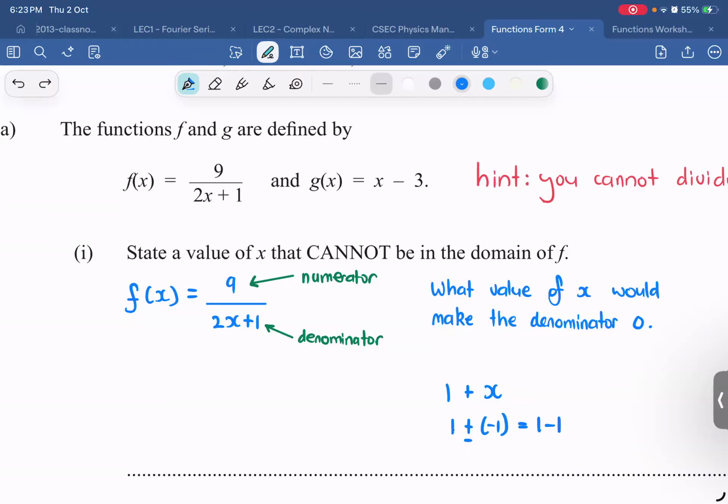Yes, sir. So this is a little example. Anytime they ask you something along these lines, they're asking what value of x will make the denominator 0. So we're going to put 2x plus 1 equal to 0, and we're going to solve for it. So Vanessa, run us through 3 steps.